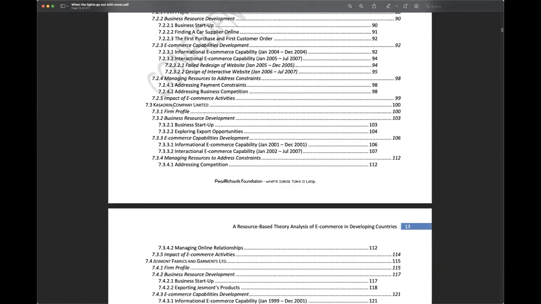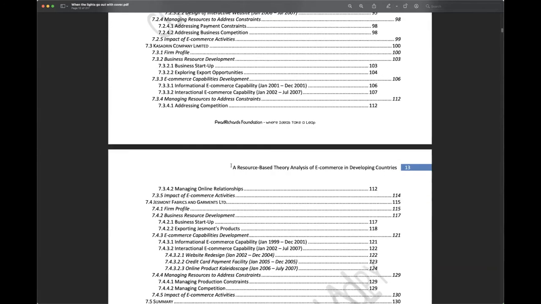Second case, Casa Preco Company Limited: firm profile, business resource development, business startup, exploring export opportunities, e-commerce capabilities development in Casa Preco, information capability development, or international capability. So I give the timelines. Managing resources to address constraints. If you look at it, some of the key headings are the same, but the content is dependent on the organization. So this is a multiple case study in which my unit of analysis is each of the cases.